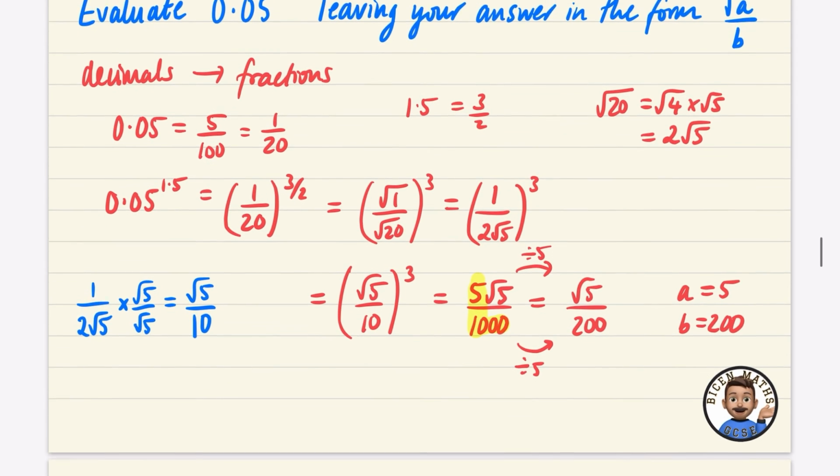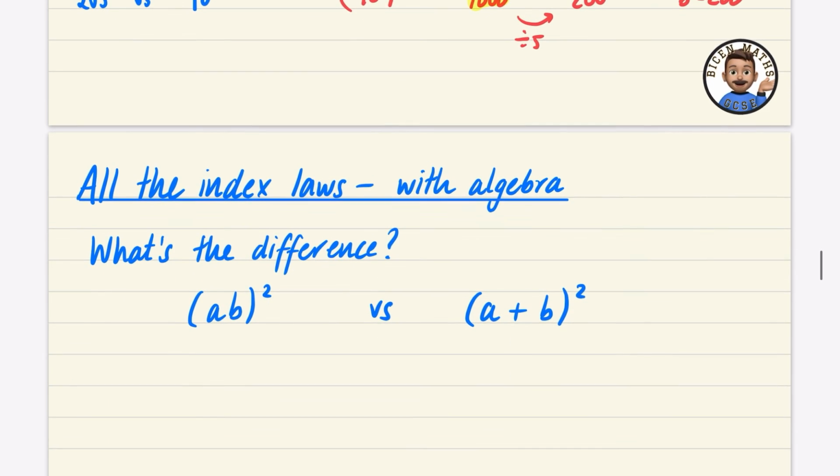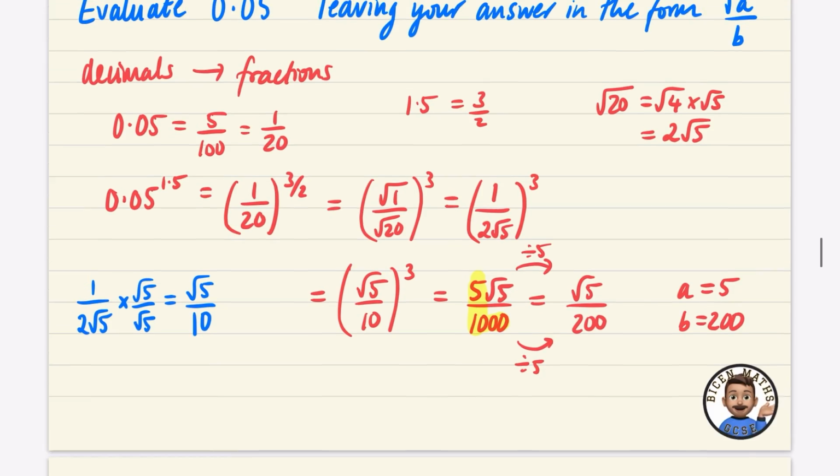In the next video, we're going to be going back to the index laws, but this time with algebra instead of numbers.